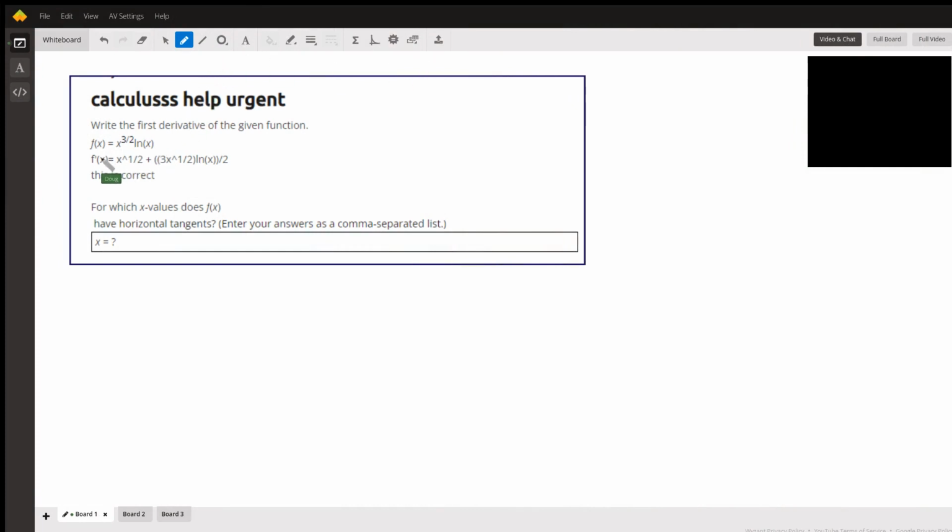Okay, you're given this function right here. Asked to find f prime, which you've indicated that this is correct, and it is. And we want to know for what values does f of x have horizontal tangents. That happens when the first derivative is equal to 0. So let's see what's happening.